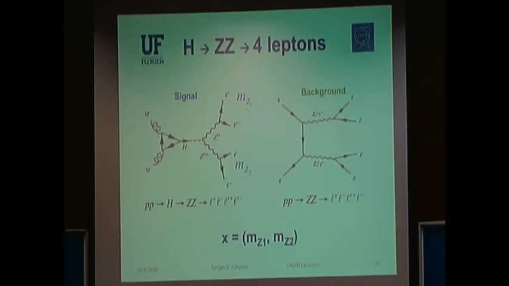Should be around the Z. This one should be around the Z. In this case, it doesn't have to be. Right? Here, you don't expect them to come from a Z. Right? So, well, actually, sorry. They come from the Z, but you don't expect them together to come from the Higgs. So you don't know that.